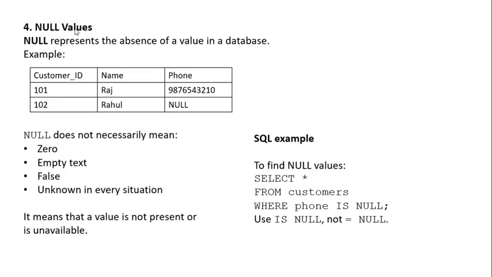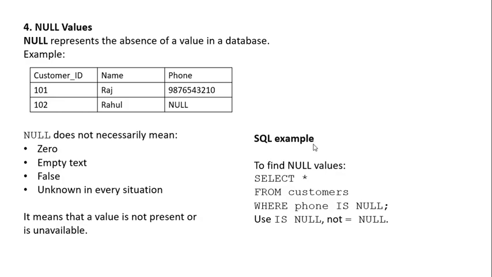And fourth is null values. A null represents the absence of a value in the database. For example, customer IDs, names, and phone numbers are given, but one phone number is a null value. Null does not necessarily mean zero, empty text, or false. It is used in every situation where the value is unknown, and it means that the value is not present or unavailable.